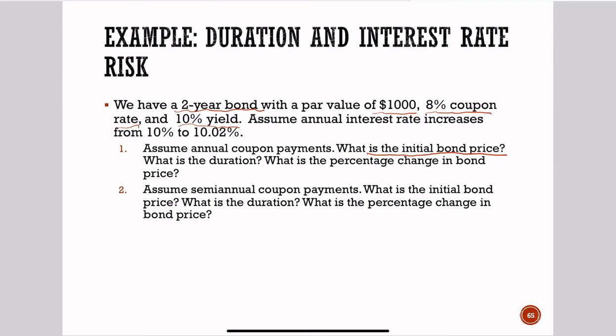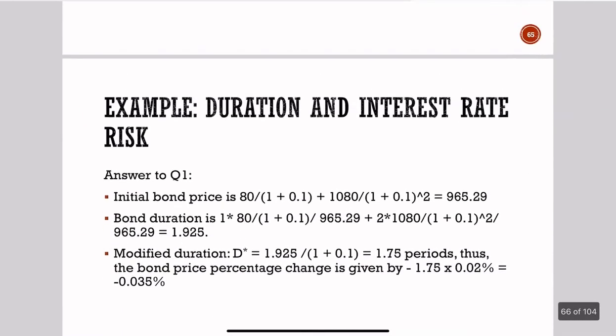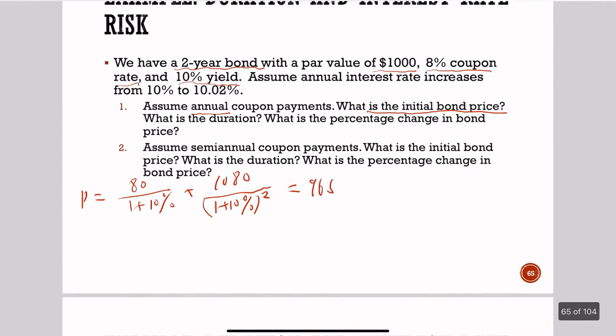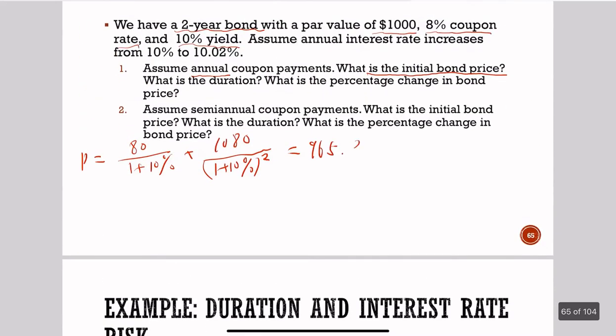Bond price equals the discounted cash flow of this bond. We have annual coupon payment. So the first cash flow is 80 divided by 1.1, which is the 10% interest rate. And then on the last day, you will have $1,000 principal and $80 coupon payment. Because it's at the end of this second year, you would use 1 plus yield squared. So this gives us 965.29. So this is the bond price.